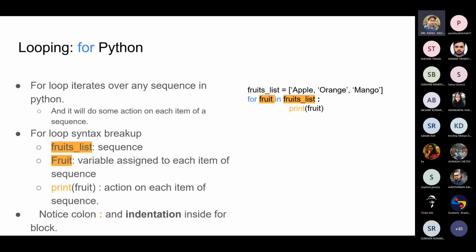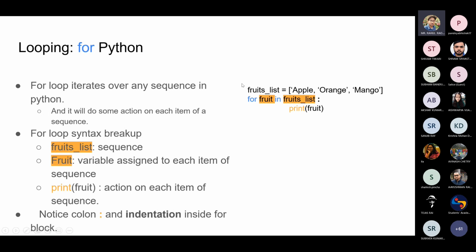In Python, basically a for loop iterates over any sequence. So it uses the in keyword to iterate over any sequence, and for each item in the sequence, it will do some actions. So the for loop basic syntax can be broken into three parts, like the sequence name over which you have to iterate. In this example, fruit list equal to apple, orange, mango. For fruit in fruit list, print fruit.